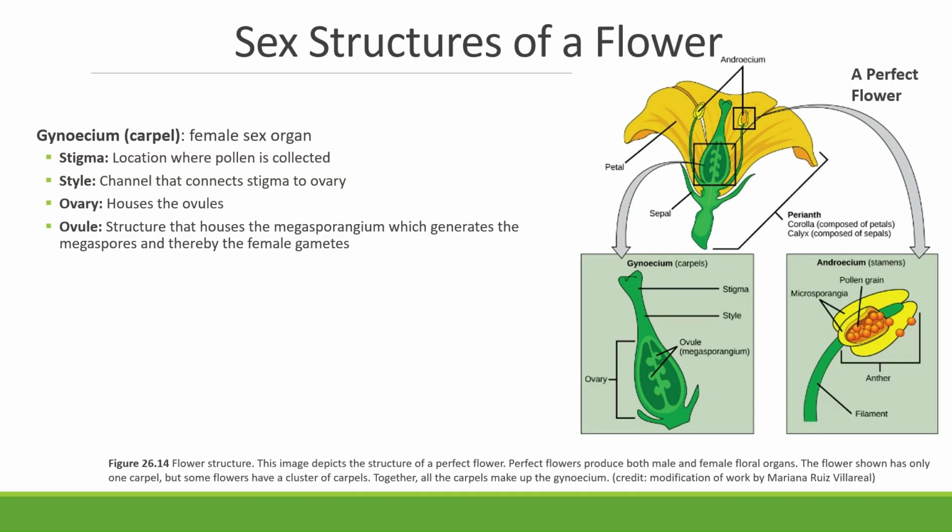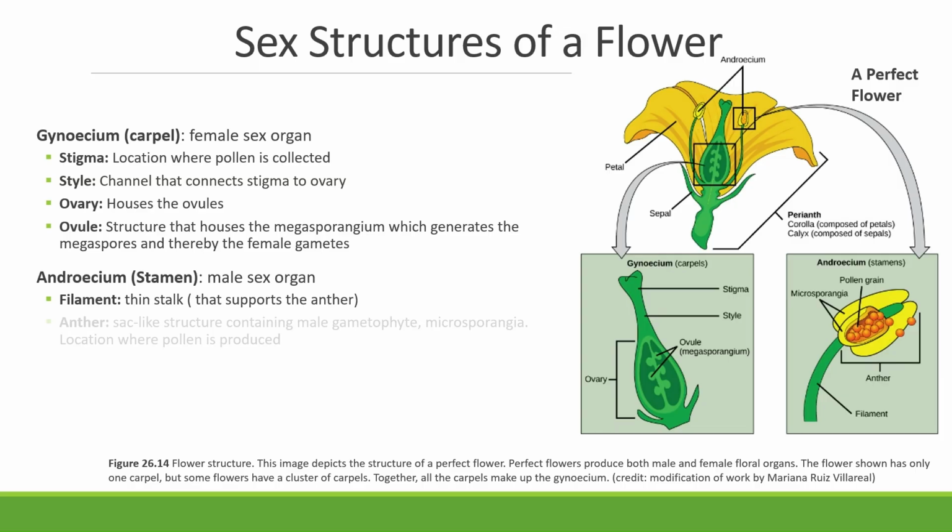The male part is the androecium, most commonly referred to as simply the stamen, shown here at the bottom right side. Each stamen consists of a thin stalk called the filament that supports the anther at the top. The anther is the sac-like structure where pollen grains, which are the male gametophytes, are produced inside the microsporangia.